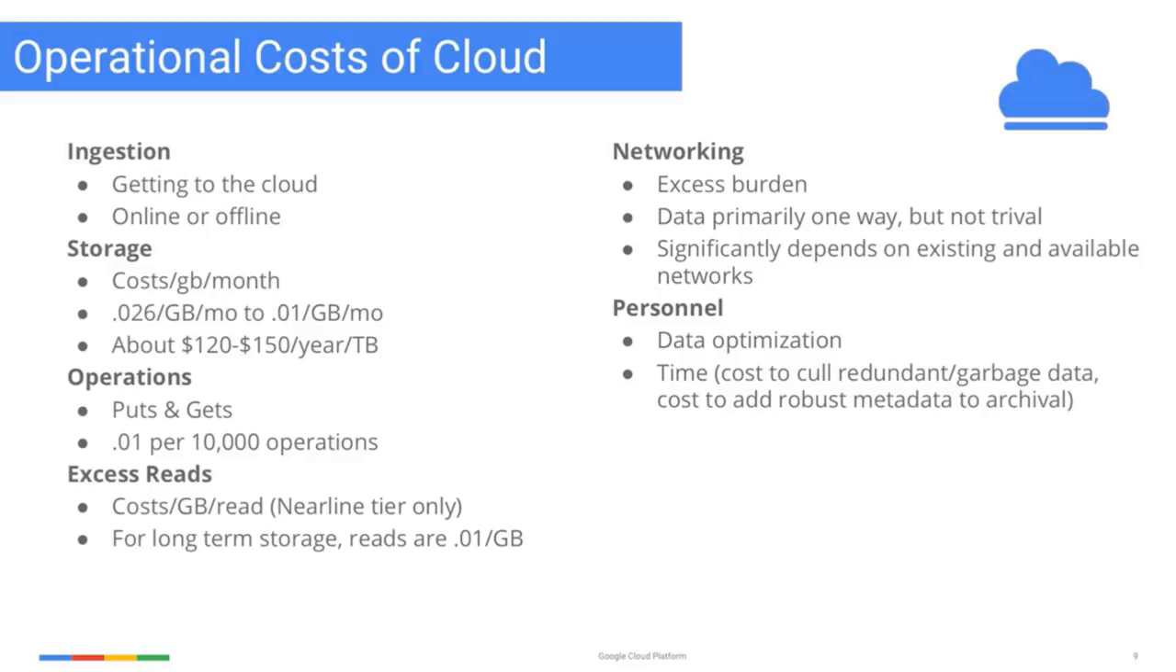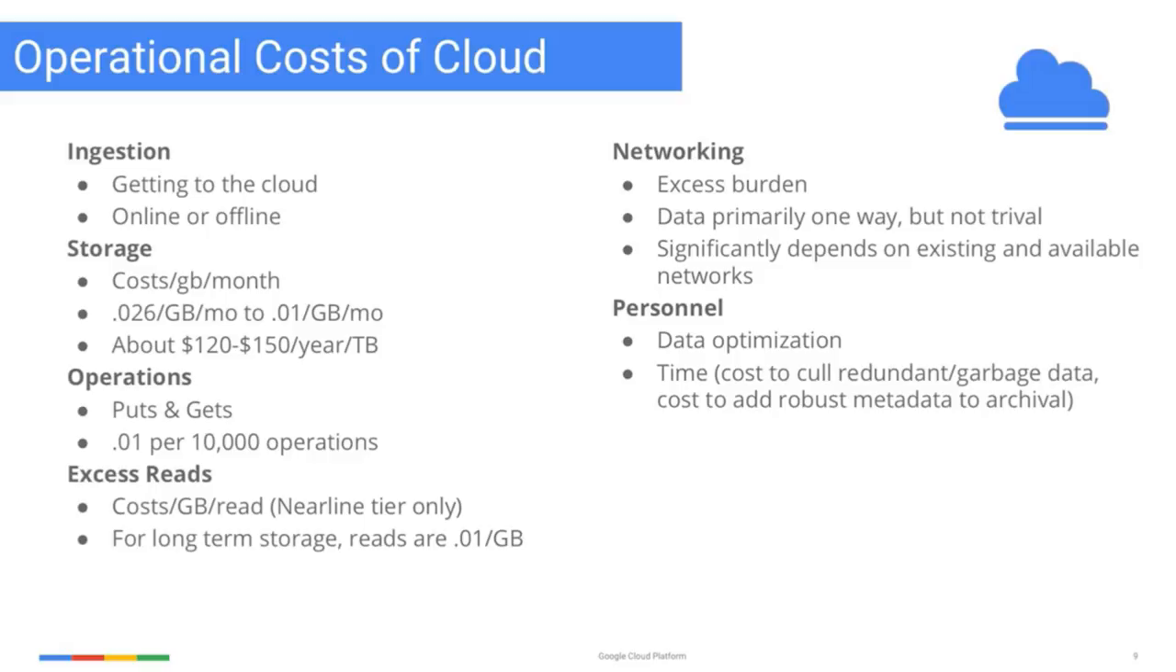Excess reads. This is something that you do need to think about. For long-term storage, our tier that I'll talk about in a minute is Nearline, and that's intended for long-term storage. So it has a lower cost. It's less than 50%. It's closer to about 30% of the cost of traditional online object storage. But it also has a cost to read the data because it's not intended to be read frequently, and it's a cost of a penny a gig for the reads.